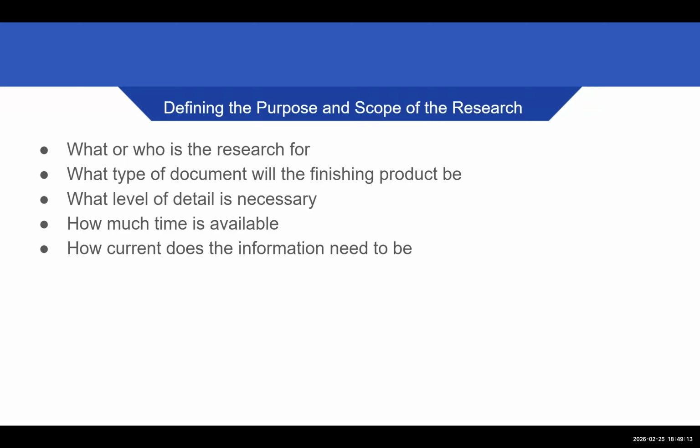How current does the information need to be? What's the time frame? What is the time frame you're researching? If you're looking for information to build a house, make sure you're not looking at building codes from the early 1900s. How current your information needs to be is an extremely important detail that you need to keep in mind. All these are good questions to keep in mind when narrowing your search. Make sure that at the end of the day, you are choosing the right amount of information that you need.